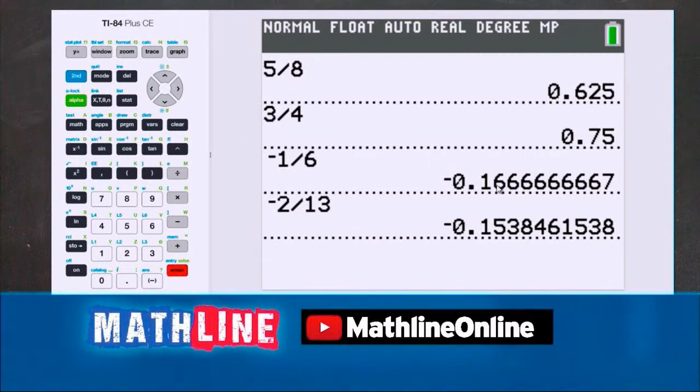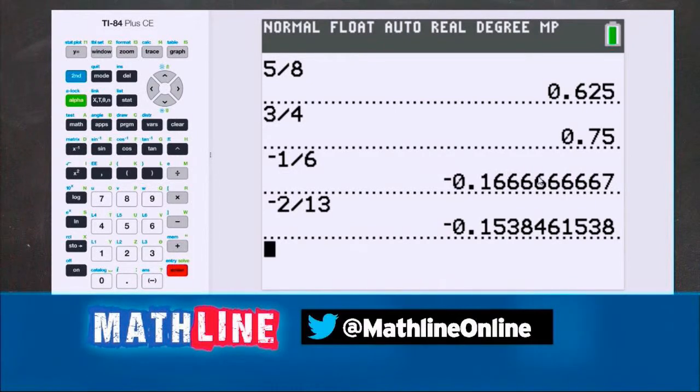Take a look at my two numbers here. I've got a -1/6, which for all practical purposes is about 17/100ths. Here, for all practical purposes, about 15/100ths. This one, -2/13, is just a wee bit closer to 0. And it's not even a quarter, is it?